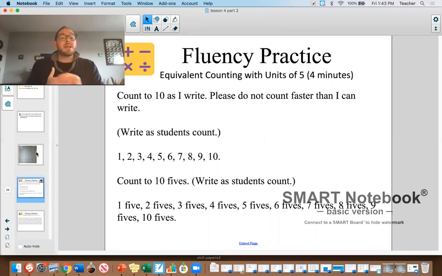Welcome back, grade 3s. All right, so let's start with 0 5s, and we're going to count up, and then we're going to count back down, and we're going to be doing this twice. So 0 5s is 0, 5, 10, 15, 20, 25, 30, 35, 40, 45, 50. And let's count backwards. 50, 45, 40, 35, 30, 25, 20, 15, 10, 5, 0.